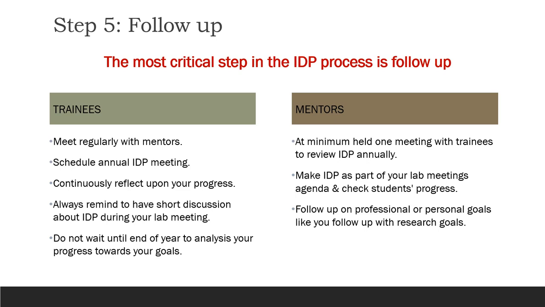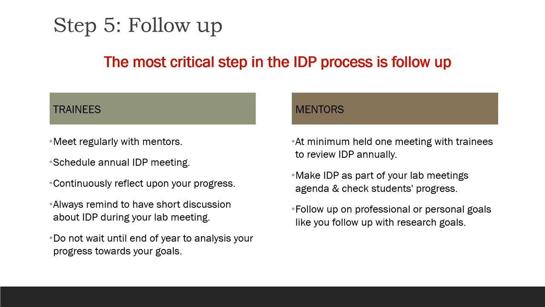For the mentor side, you need to be accountable to have at least one meeting annually to review each trainee's IDP. And it is better if you can find the time during each lab meeting to check the progress of the student. At least ask, how are your professional goals? Did you apply to that conference that I recommended? Something like that. At least try to remind and have a short few-minute talk with your trainees during your lab meeting. And I know that as scientists, we are very good at following research goals, but we are not good at following professional and personal goals.